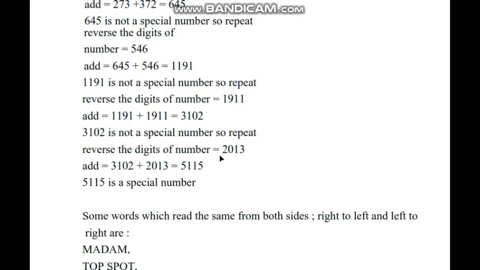Reverse the digits of the number, that means turn it back to front. That means 2013. Now add both numbers together. 3102 plus 2013 is equal to 5115. Now 5115 is a special number because it can be read from left to right and from right to left the same. Means it is the same forward as well as backward.